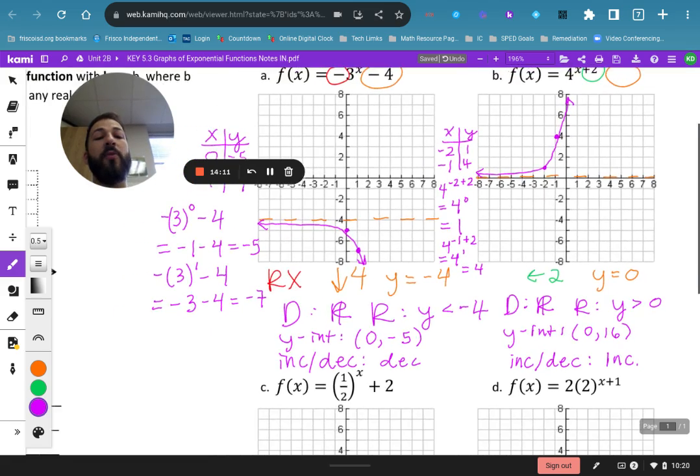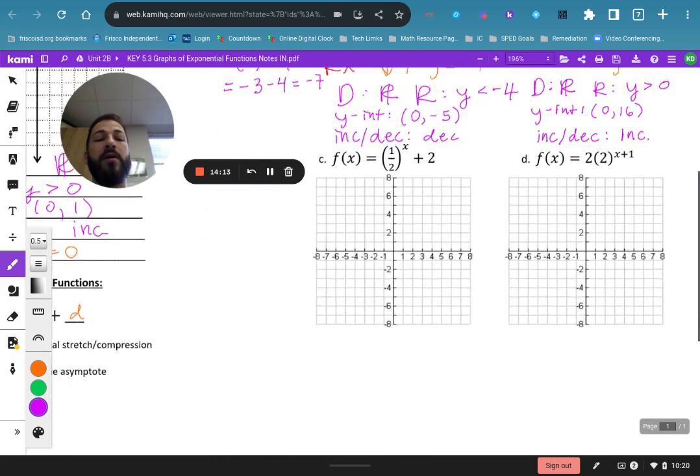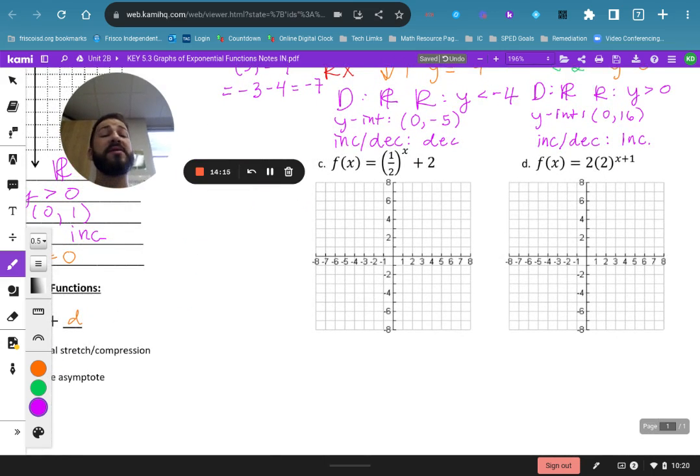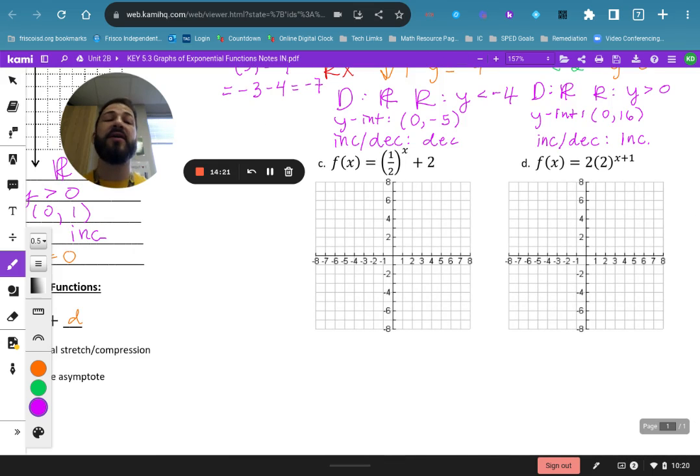All right, y'all, I want you to go ahead and try C and D on your own. So do the same process. Identify your transformations, set up your table, plug in those 2 points so that you're getting an exponent of 0 and an exponent of 1, and then graph your asymptote, graph those 2 points, and then draw that smooth exponential curve, hugging the asymptote and going through those 2 points. So go ahead and pause the video now so you can practice.